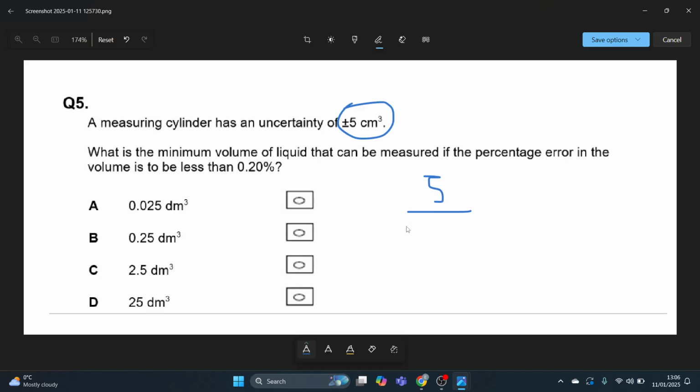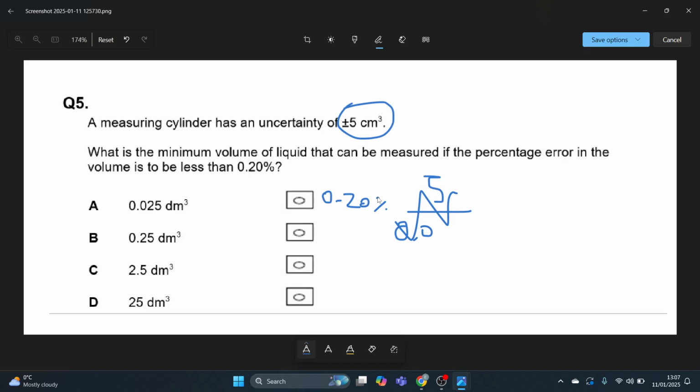So 5 divided by 0.025 times by 10 to the power 3, which is times by 100. Oh, I don't need to times by 100. And in this case, 0.20%. So what's the minimum volume of liquid, the percentage error is to be less than that.